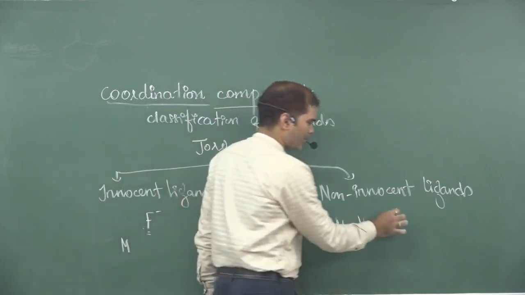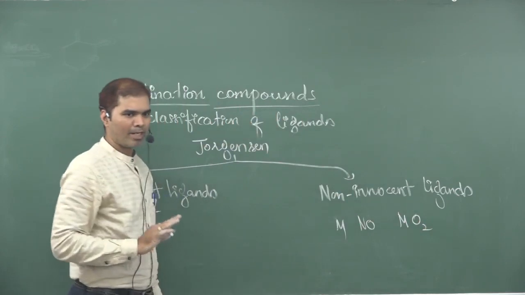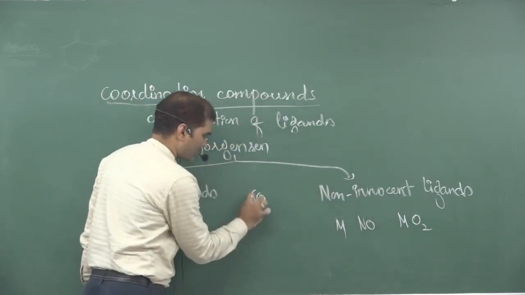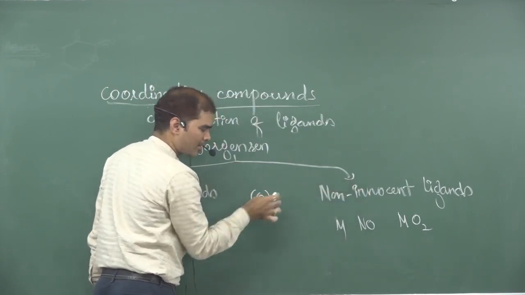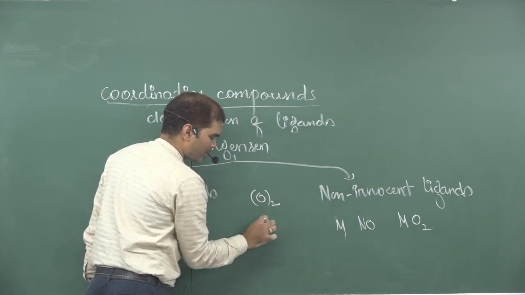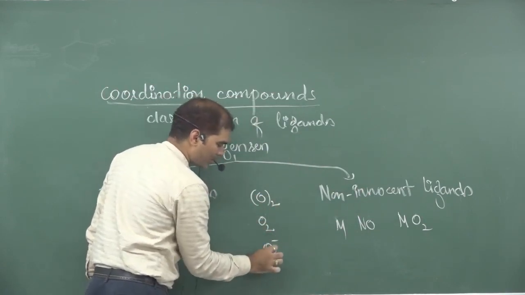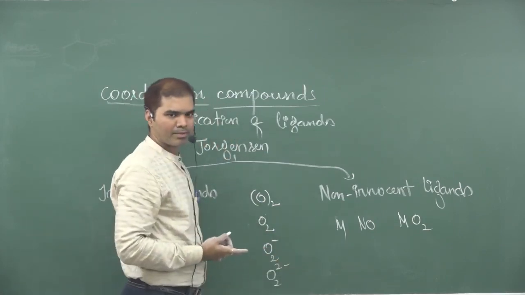Or maybe I'll just put some metal and O2. Simply I put metal and O2. So should I understand this O2 as O taken 2? If I don't put parenthesis, should I understand it as O taken twice? Or should I take it as O2 or simply dioxo? Or should I take it as O2 minus, or should I take it as O2 2 minus? Which one should I take?